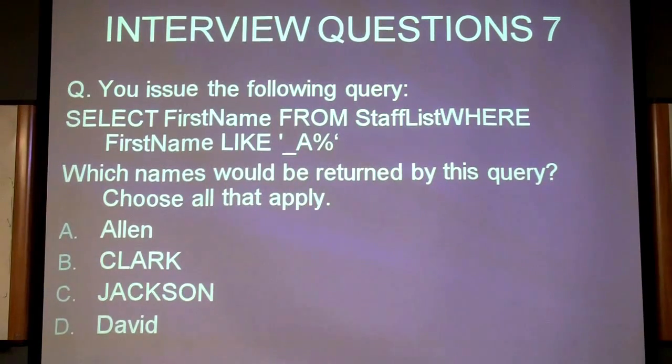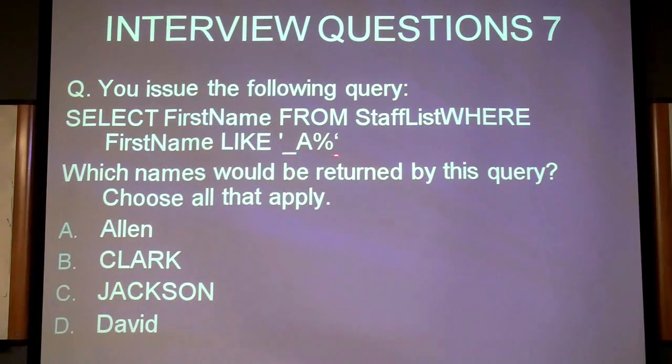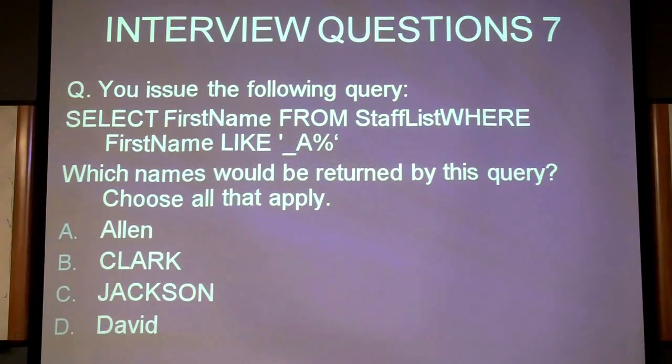One of 4 answers. Jackson C. Yeah. Correct, because only Jackson matches this condition. One character at the beginning, but the second character should be capitalized A, okay? And then followed by any number of characters, including 0. So only this one, the C, satisfies this condition, okay? So analyze this accurately.